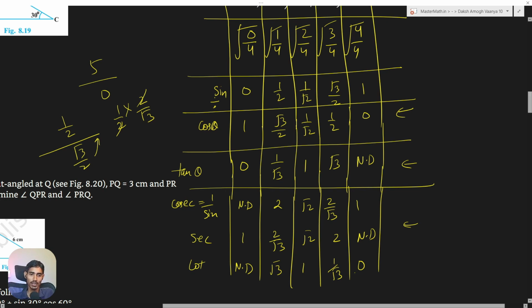Just check it once again. Take 1-2 minutes, digest it. You won't be able to remember this right now, but you should understand how these values came.